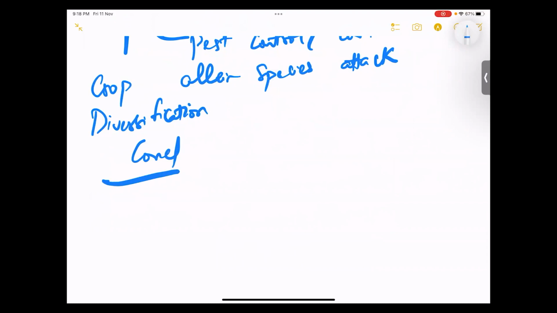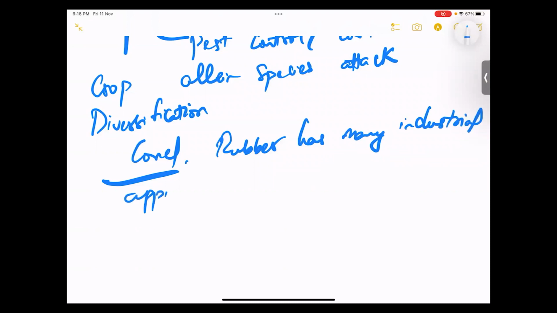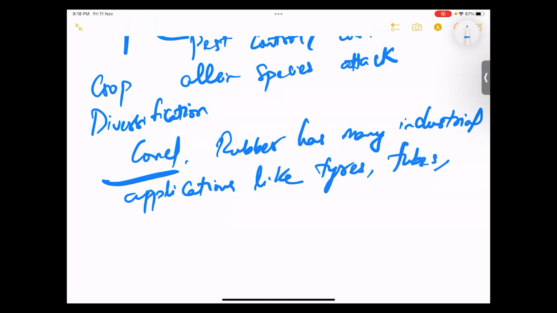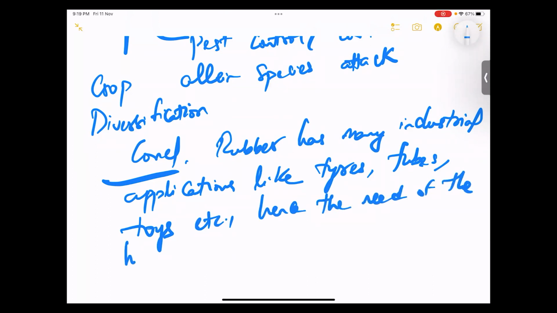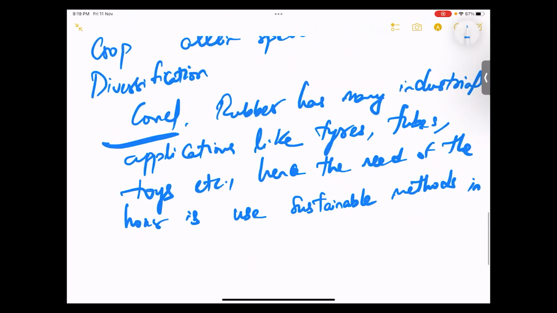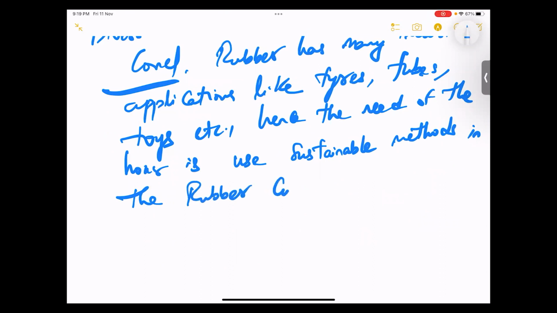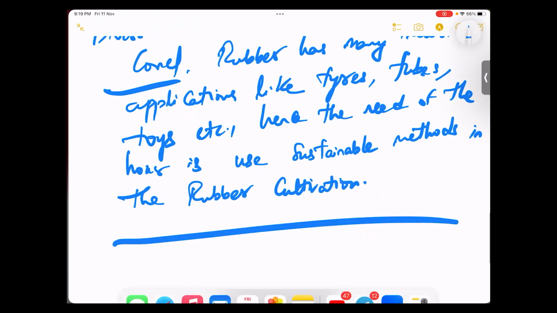Okay. And then finally conclude saying that rubber has many industrial applications like manufacturing of tires, tubes, and these days a lot of rubber toys are coming. Hence the need of the hour is to use sustainable methods in rubber cultivation. Clear? Yes, sir.